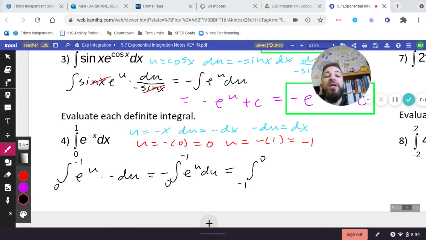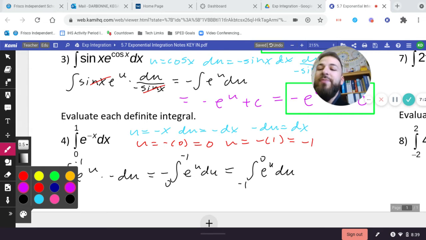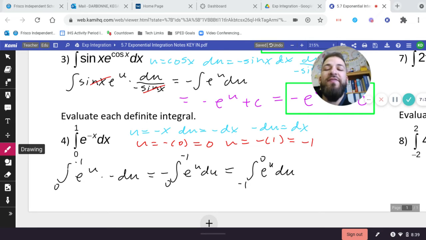But remember, when I switch, I multiply by a negative. So if I multiply an already negative integral by a negative, then it becomes positive again. So negative 1 to 0, e to the u du. Okay, I know that seems kind of wonky, but it basically ends up working itself out that it gets that negative to cancel out, so we stay positive.